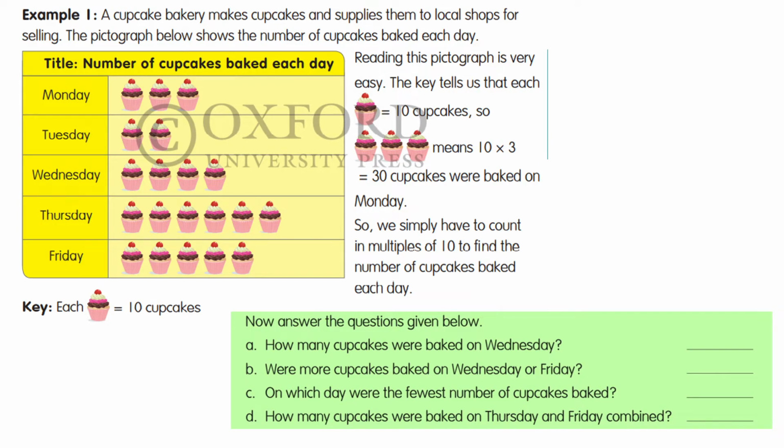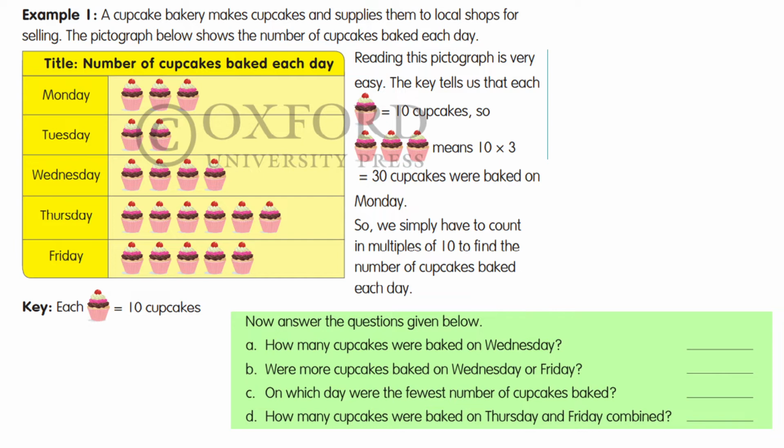Example: a cupcake bakery makes cupcakes and supplies them to local shops for selling. The pictograph below shows the number of cupcakes baked each day. Reading this pictograph is very easy. The key tells us that one cupcake is equal to 10 cupcakes. So 3 cupcakes means 10 multiplied by 3, equal to 30 cupcakes baked on Monday. So we simply have to count in the multiples of 10 to find the number of cupcakes baked each day.